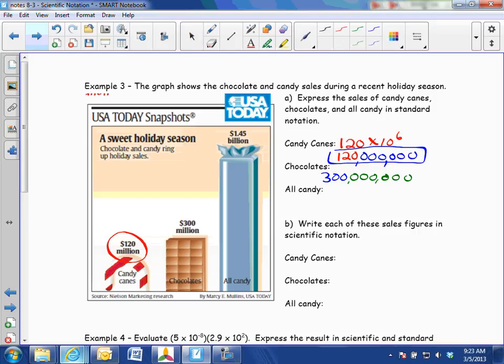So billion is how many? In this case, I have to think about moving the decimal 9 places. So I'm really adding how many zeros? 7, because I'm already moving it twice. And then adding 7. 1, 2, 3, 4, 5, 6, 7.